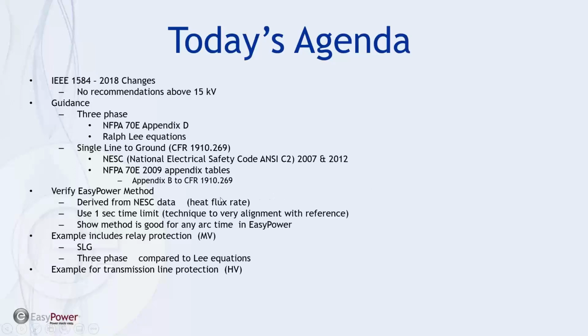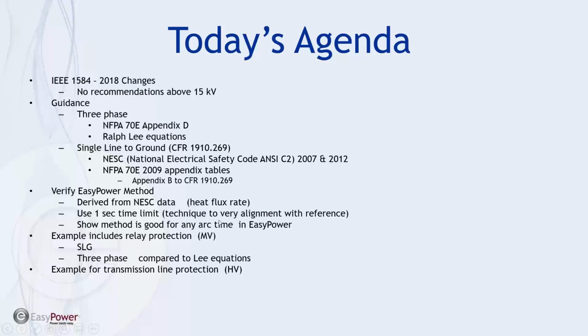So what I plan to do is verify the method that's available to us in the calculations from the NESC data. And as I do this, you're going to see that their tables are measured or stipulated in heat flux rate, which is a per unit time measurement. And then to convert it to arc flash, we would have to use some kind of time limit. So I'm going to normalize on 1 second just so we can compare the flux rate against the arc flash calculations from EasyPower and show how these methods are good for any arc time in EasyPower, not just the 1 second.